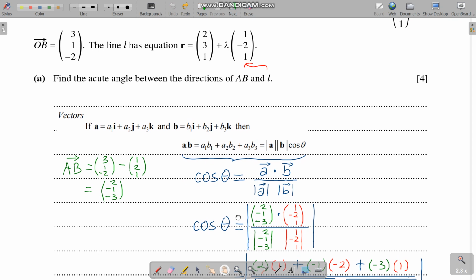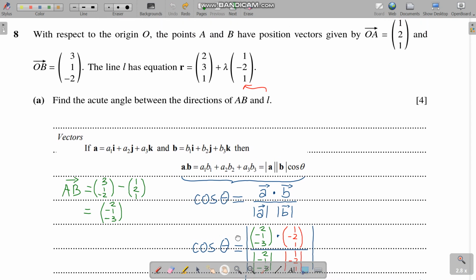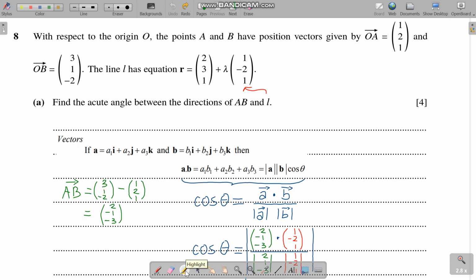Since this is between AB and L, we need to find the vector AB, and we use the direction of L. For the vector AB, that will be the coordinates of B minus the coordinates of A. So this minus this, 3 minus 1, and so on. This is the AB vector. And for L, we are using the line direction. The one with the lambda is the line direction, and this is a random point on the line.